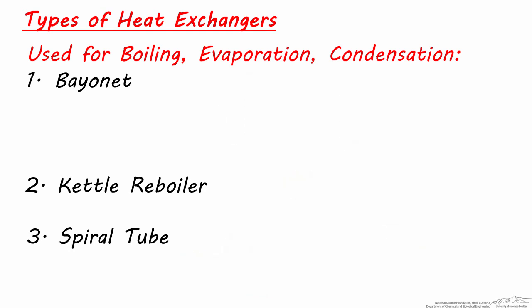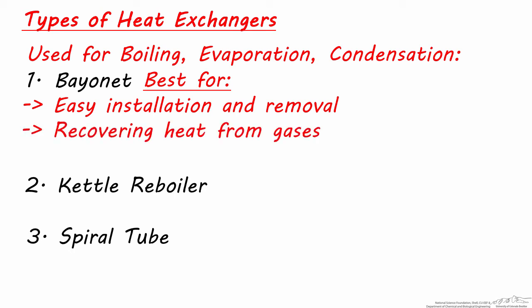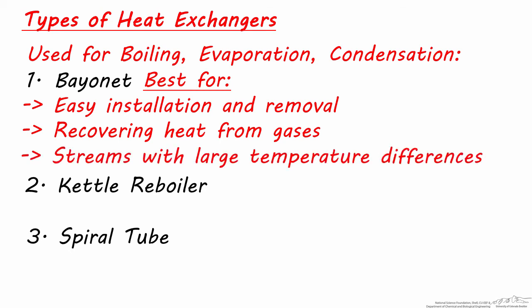Let's briefly examine when you would use each of these types. Bayonet is typically used when a heat exchanger needs to be easily installed and taken out of a process unit. It's typically used for evaporation or recovering heat from hot gases. Bayonet heat exchangers are also designed to expand and contract due to differences in stream temperature.